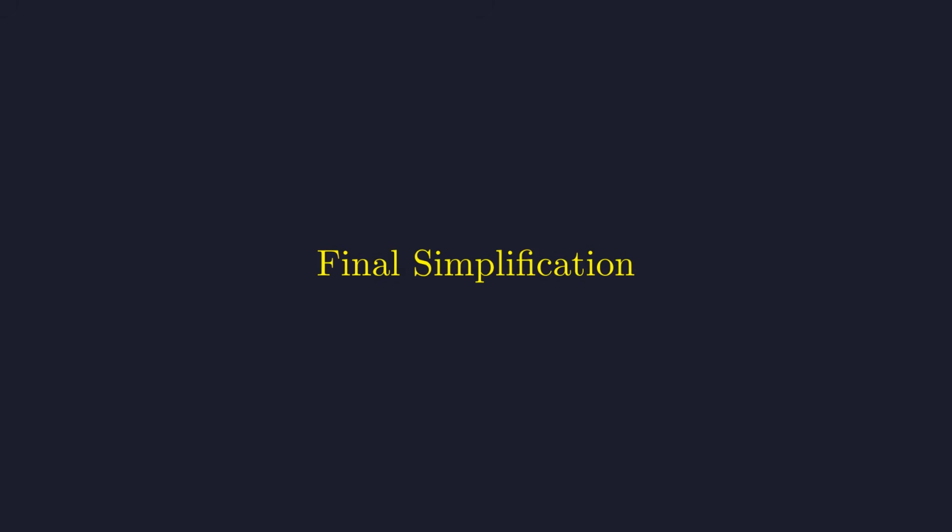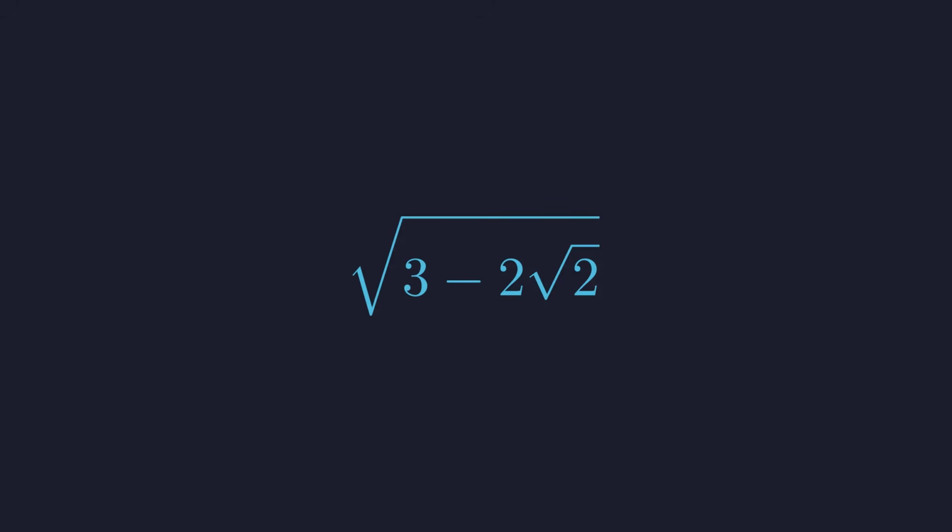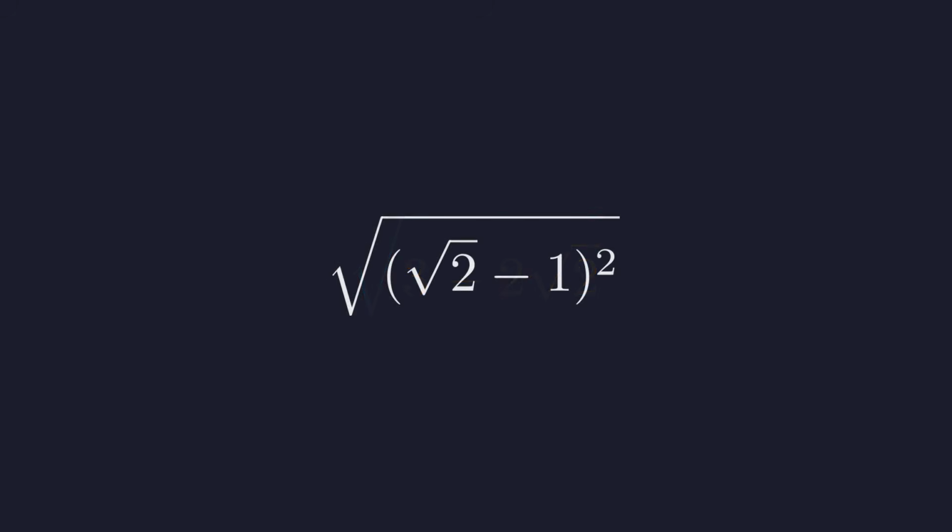Now let's return to the original problem and finish this. We want to simplify the square root of 3 minus 2 root 2. We just showed that what's inside equals root 2 minus 1, all squared. So we can substitute in our perfect square.